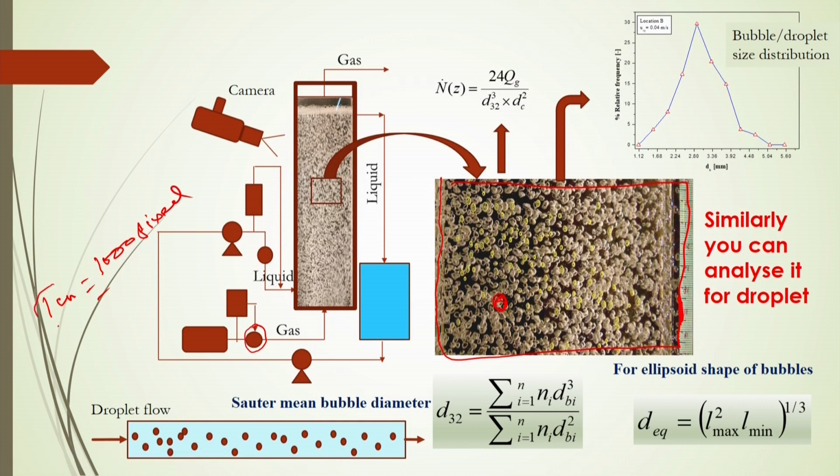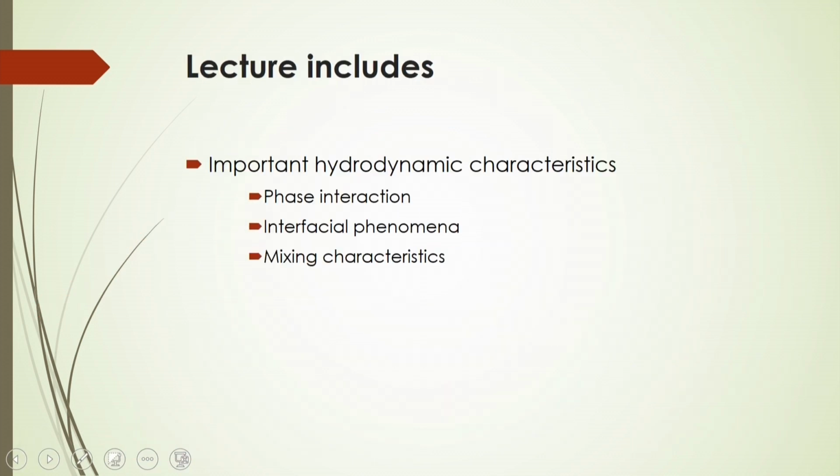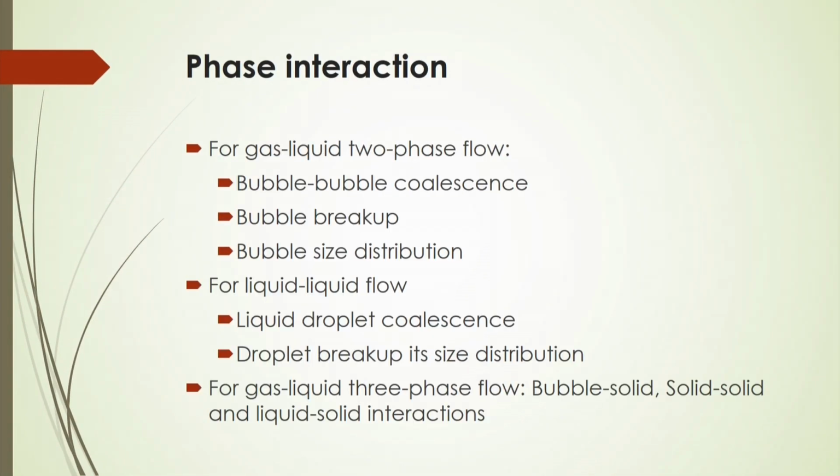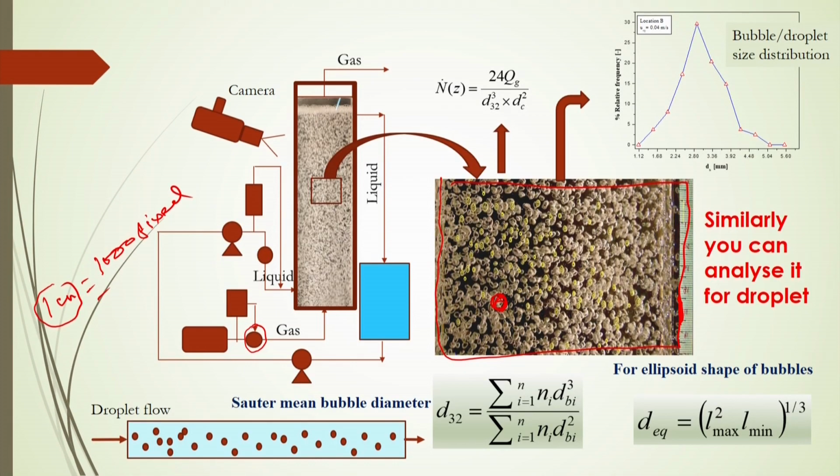This 1 centimeter is the actual length. Now if you are calculating the perimeter of this bubble, then what should be the pixel count of the perimeter of this bubble? In this case, maybe it will be 500 pixels.